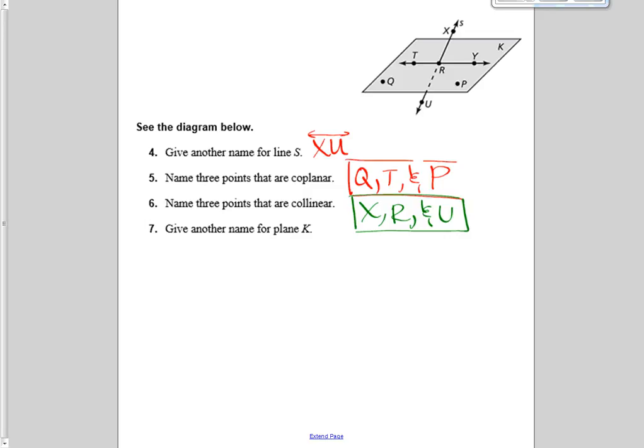You don't put Q, comma, T, comma, and P, because we're not making a list of points. We're naming a plane. So now I would call it plane QTP.